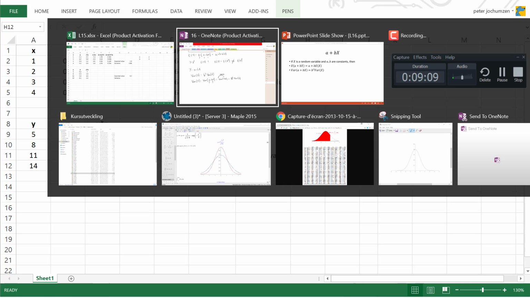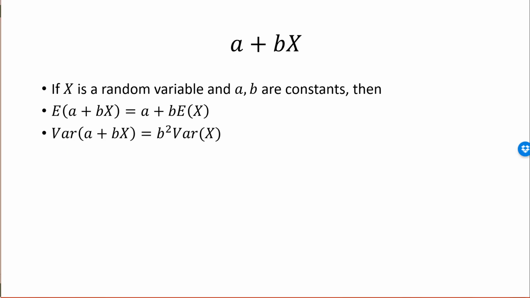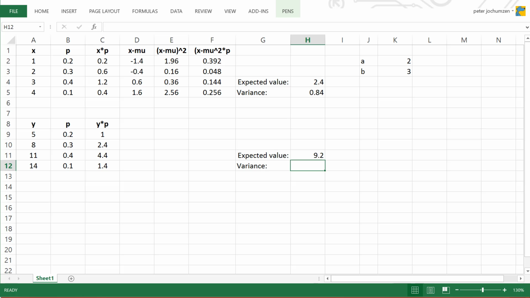Well, according to this result, the expected value of y, on the left hand side of the second bullet point, should be the same as a plus b times the expected value of x. So let's calculate that. Let's put here a plus b times the expected value of x. And according to the formula, that should give us exactly the same result. And indeed it does, so that confirms this formula for this example.